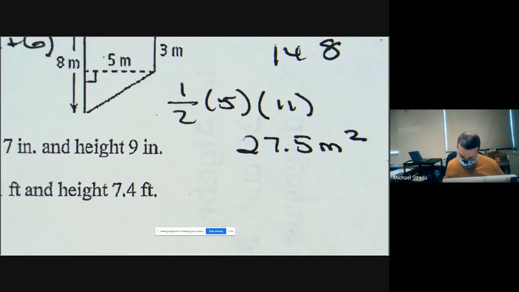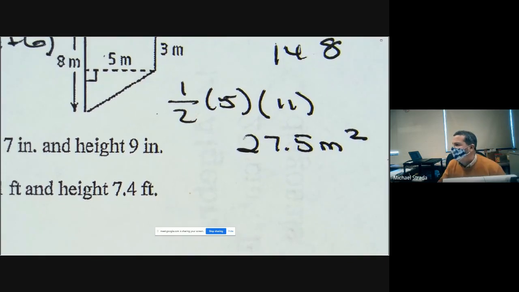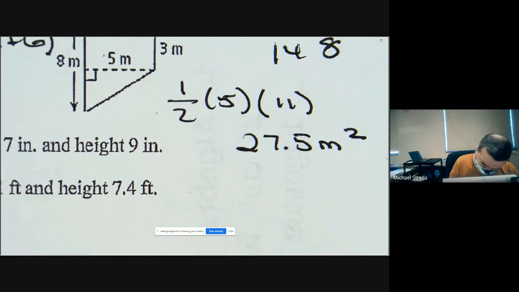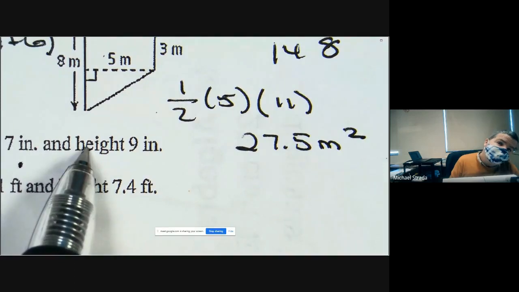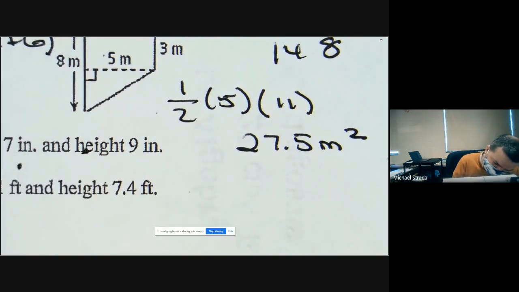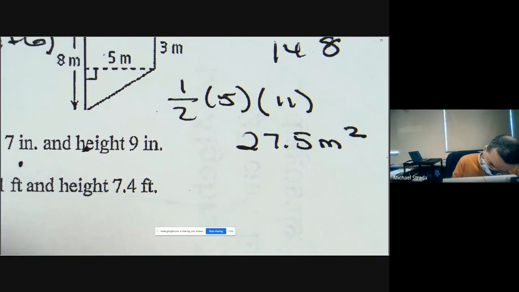All right. Any questions about finding the area of a trapezoid? For those of you interested in extra practice to help yourselves, 16 and 7 is 23. 23 times 9 is 207. Half of that would be 103.5 inches squared. And then the next one, area of trapezoid with bases 5 and 11. That's a break, 8. 8 times 7.4 would be 59.2 square feet.